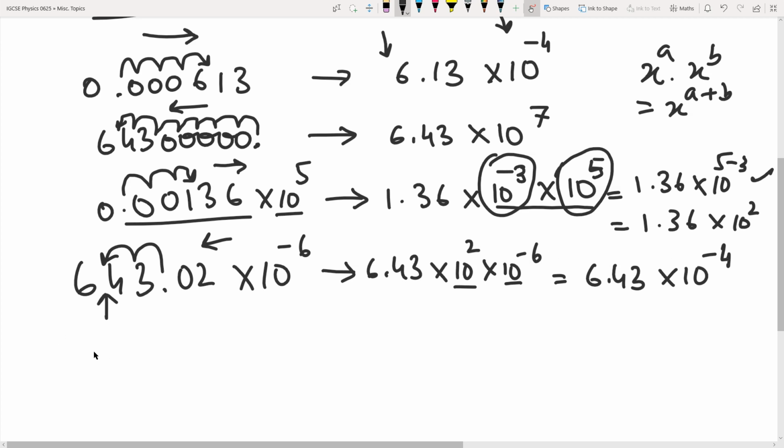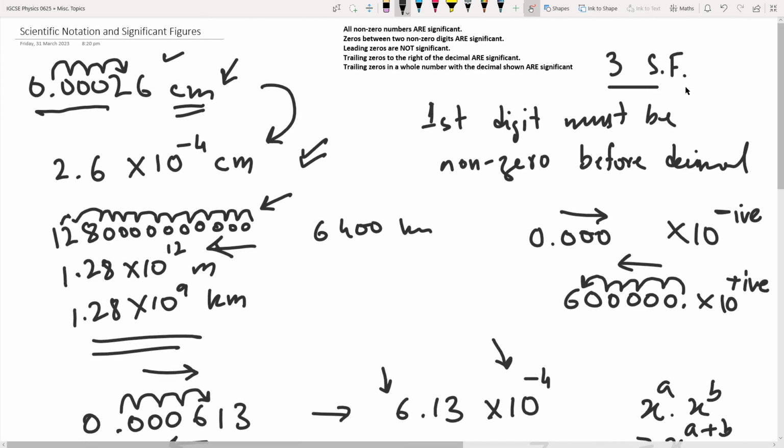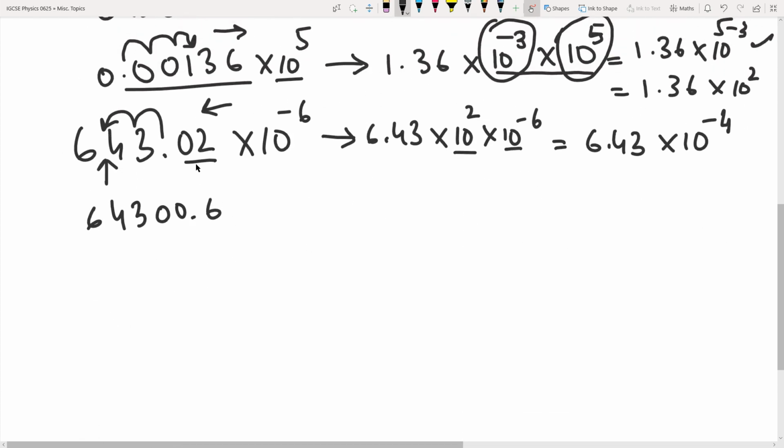Let's go for another number. This time around I'm going to have 64300.6, right? Now again, I missed this. Why? Because I just said that Cambridge wants you to write 3 significant figures, so this 02 cannot be rounded off, so I just omitted it in my answer.